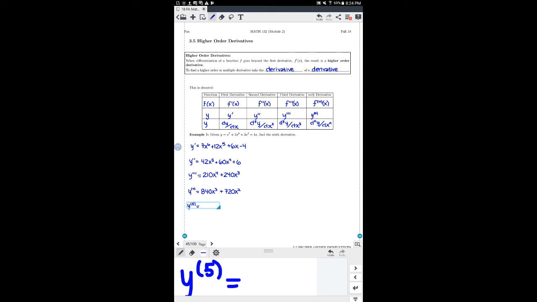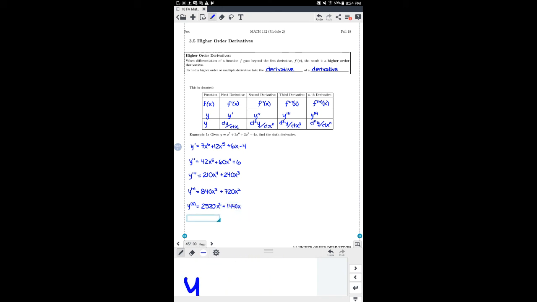And to find the fifth derivative, you take the derivative of your fourth derivative. So 840 times 3 is 2520. I'm going to have x squared now when I subtract 1. Plus 720 times 2 is 1440. And I just have x to the first as my new power.